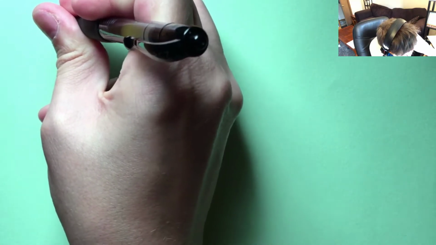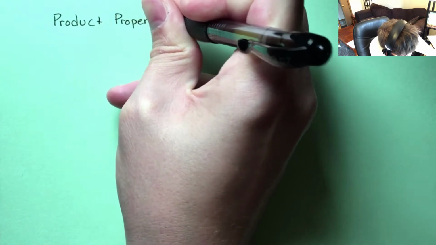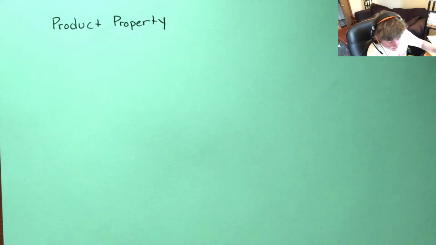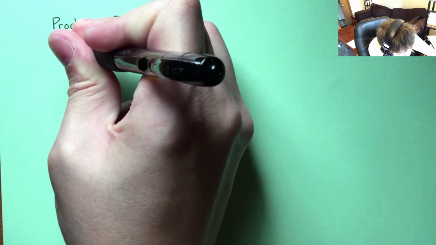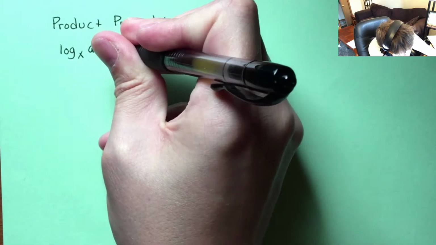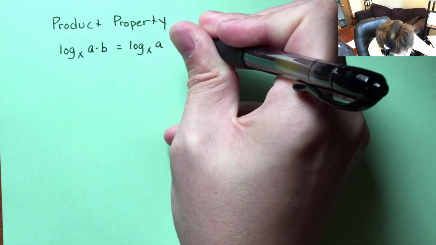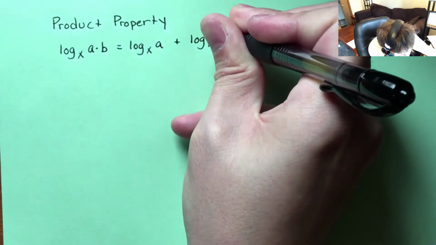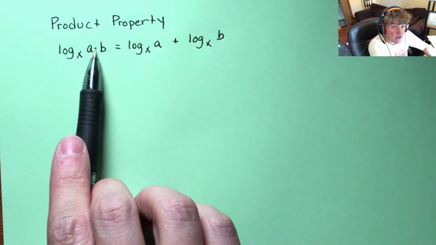Okay, so if I would like to do the product property, the product property is going to tell me that if I take, let's say, logarithm with base x of a times b, that's going to be equal to logarithm base x of a plus logarithm base x of b.